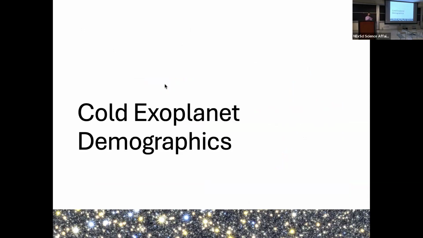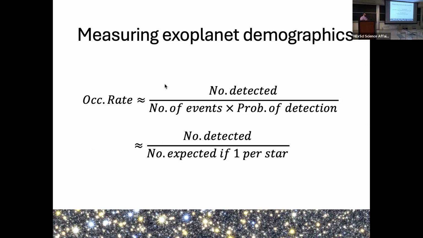So if you do that lots of times, if you do a survey for microlensing events, find lots of microlensing events and find lots of planets, you can start to do exoplanet demographics. So the exoplanet demographic problem for microlensing is essentially the same as it is for the other techniques. You have some number of planets that you find, and you would like to know how many you would have found if every star had a planet.